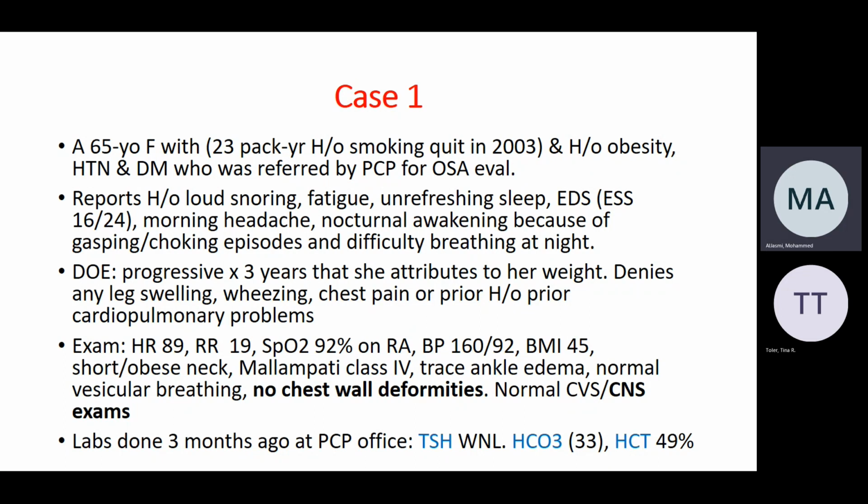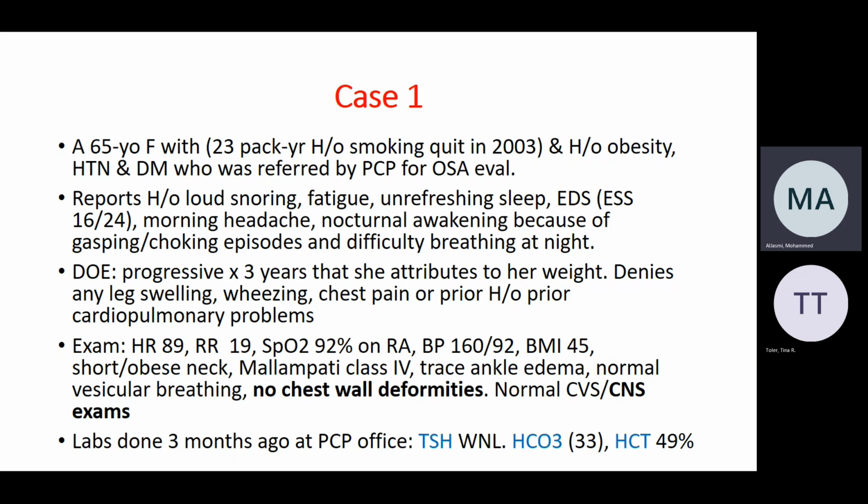On exam, patient heart rate is 89, breathing about 19 times a minute. Oxygen saturation 92 on room air. Blood pressure slightly on the high side. She's obese, BMI 45. She's short and had an obese short neck. Mallampati class 4. She had trace ankle edema bilaterally. Normal vesicular breathing, no chest wall deformities, and the neuro and CVS exams are unremarkable.